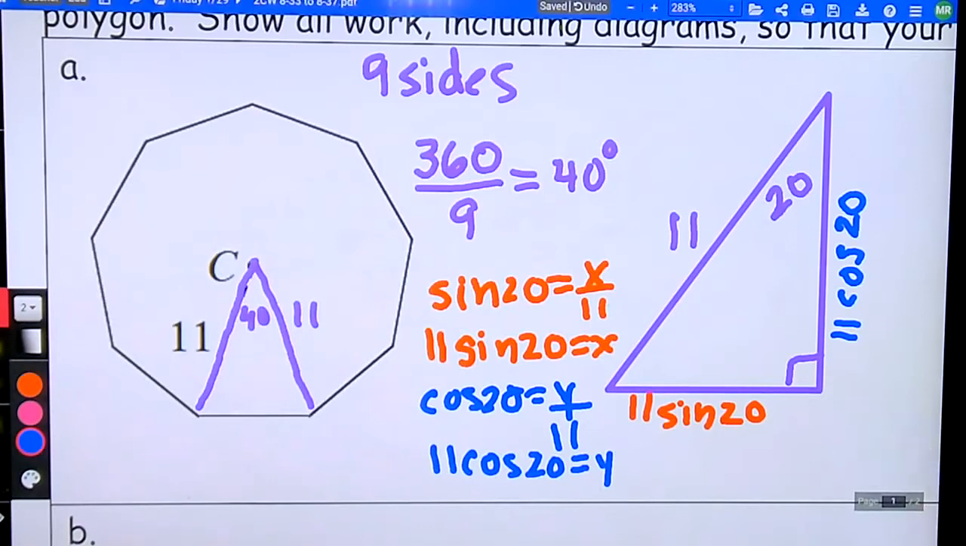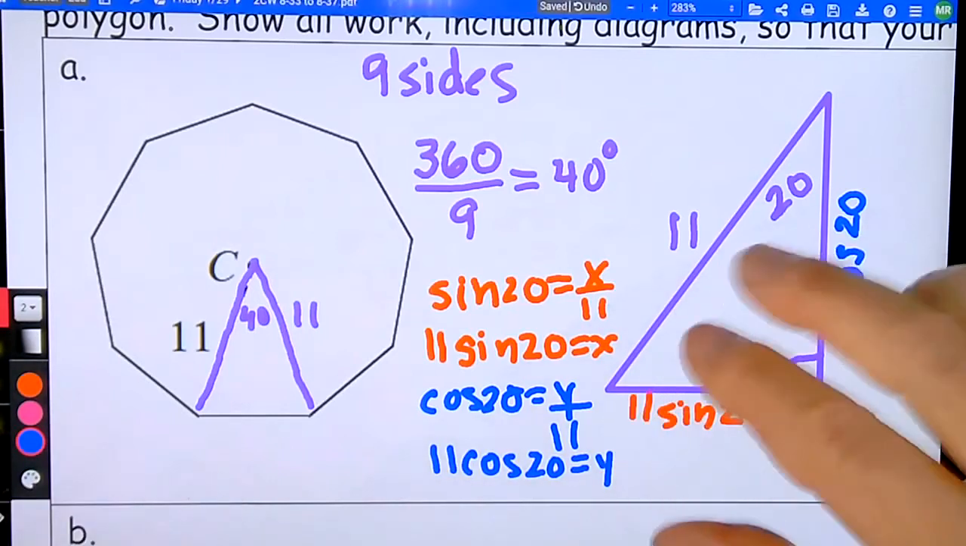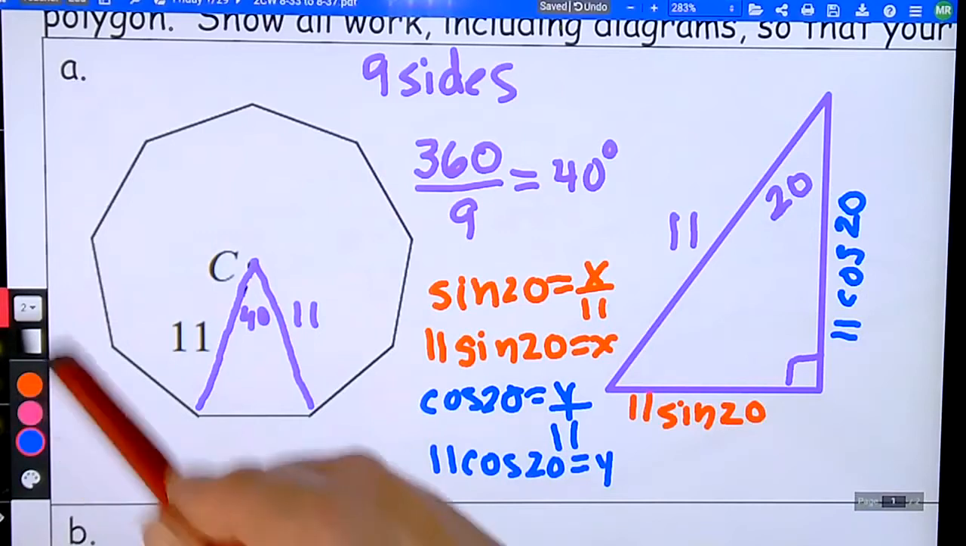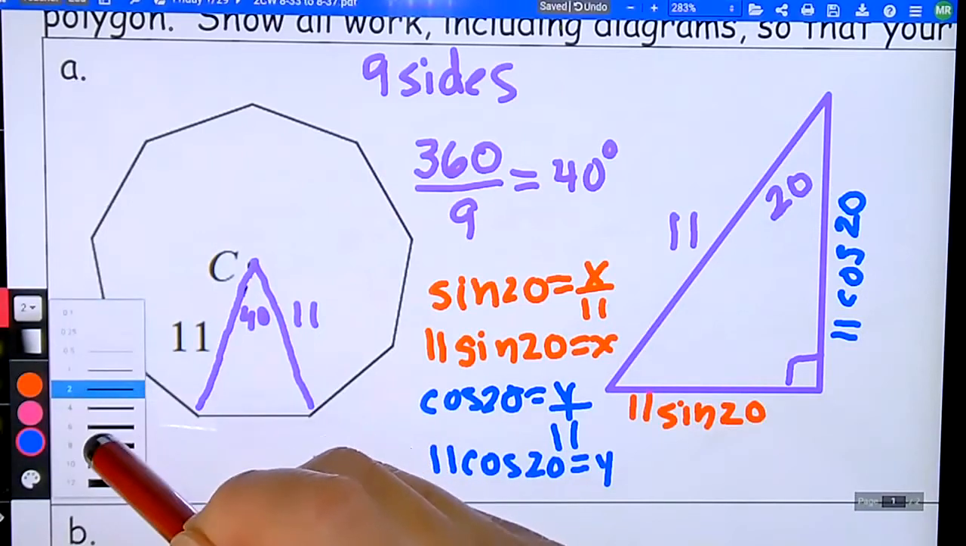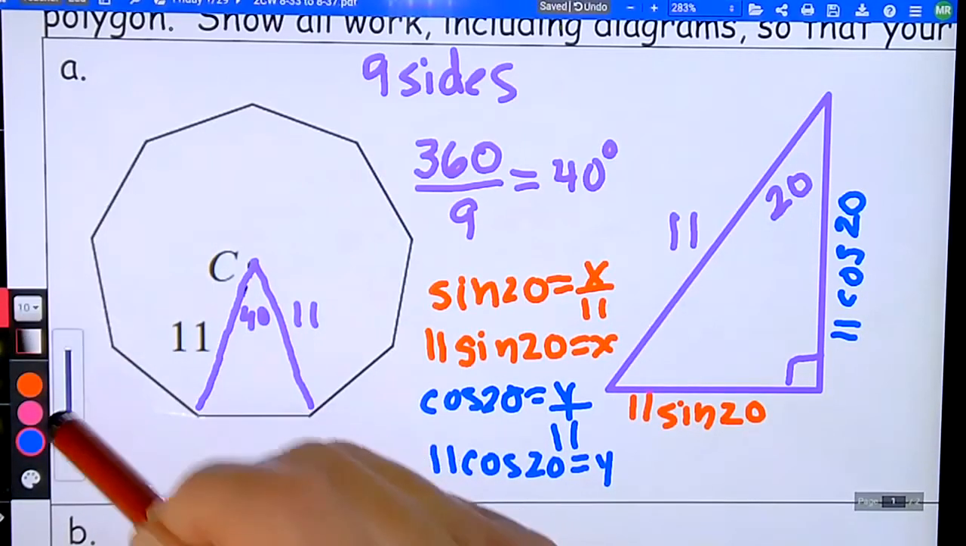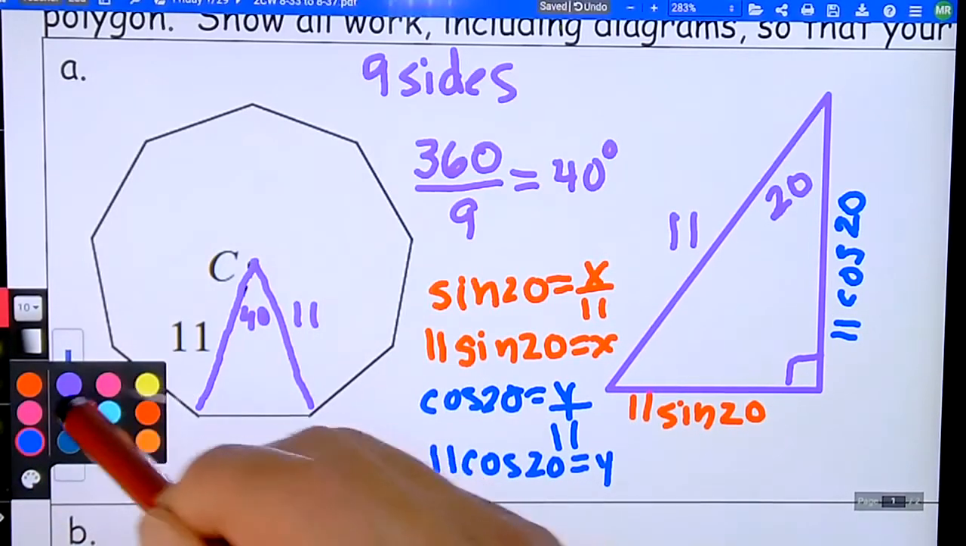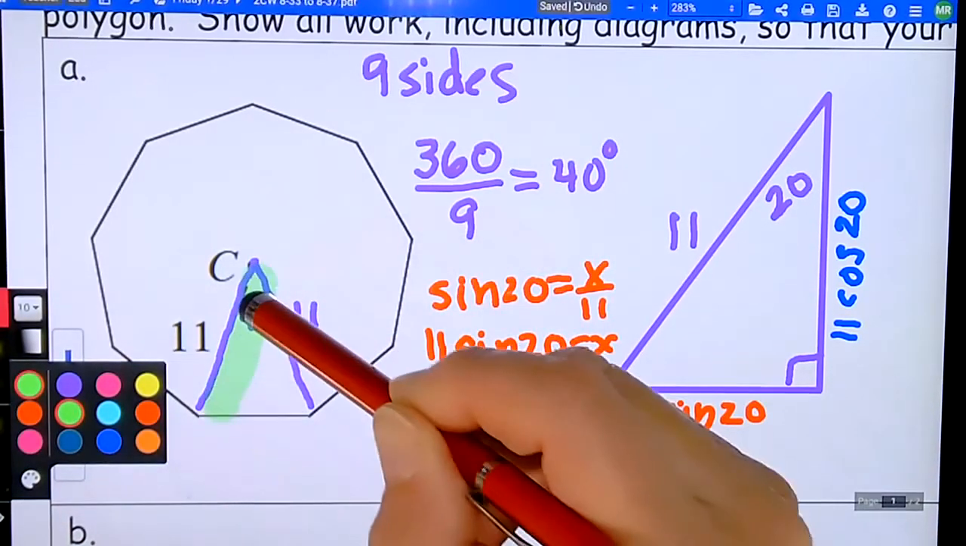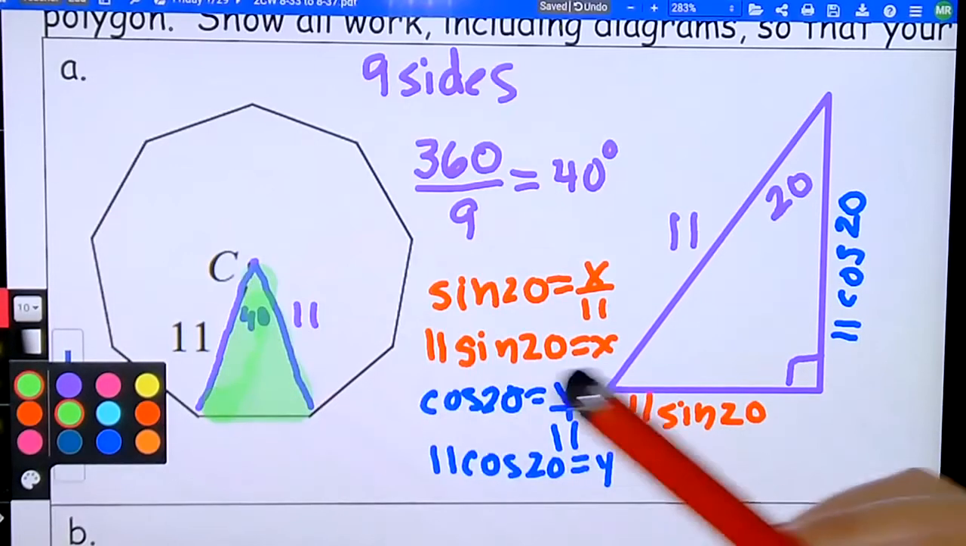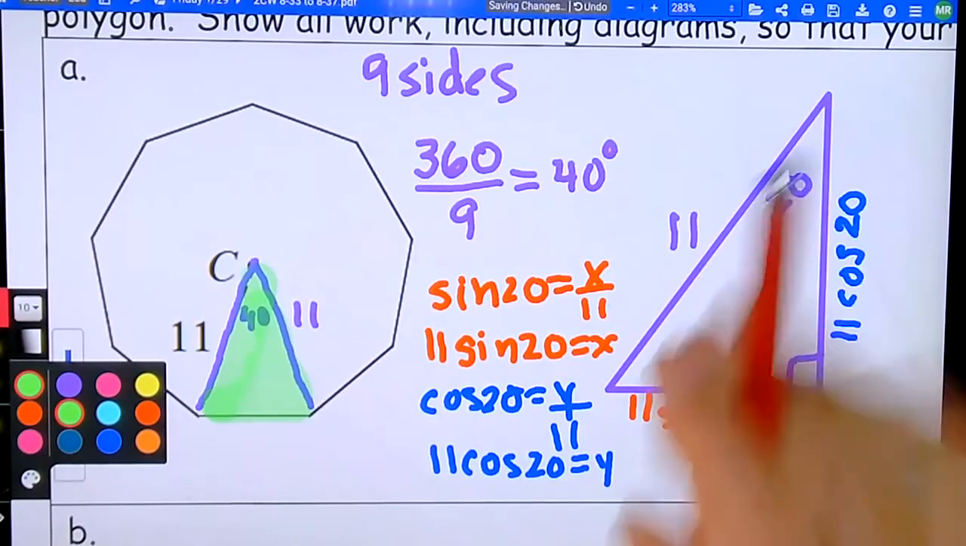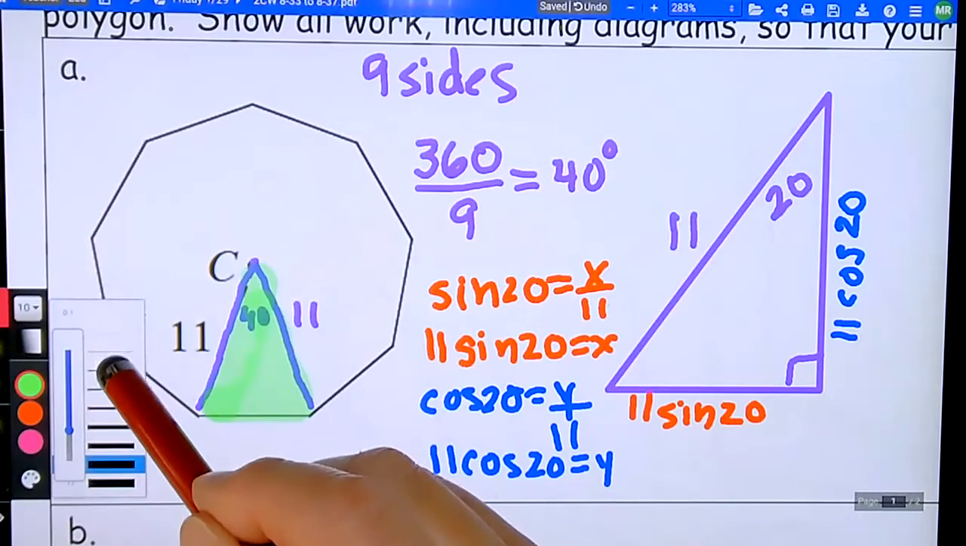So now remember, I'm not finding the area of this half of a triangle. I'm finding the area of this triangle over here. Of this triangle right here. This is the triangle I'm trying to find the area of. This is half of that. Okay, so just remember that when we're doing this.